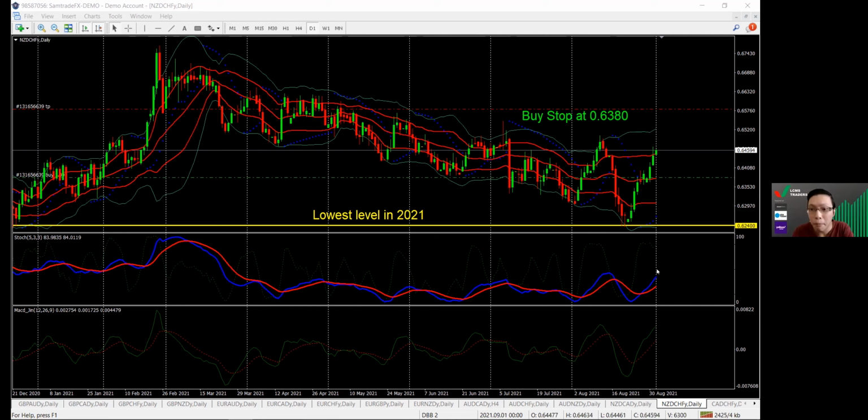Okay, so personally, I would say I will hold on to it. Why is that the case? Because there's no fundamental change at the moment when it comes to the New Zealand dollar. Personally, I just feel that the New Zealand dollar keeps getting stronger and stronger.